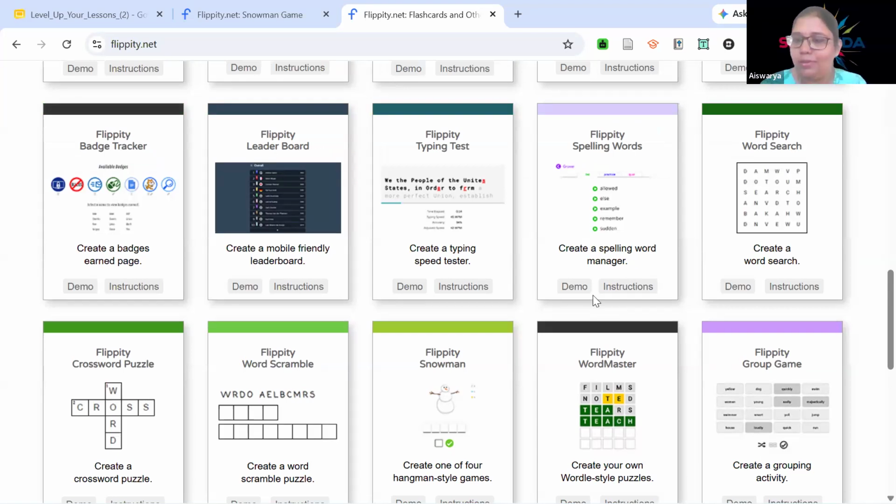Do we have the host control? Yes, continue, please, Aishwarya ji.